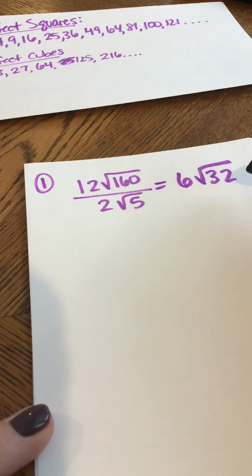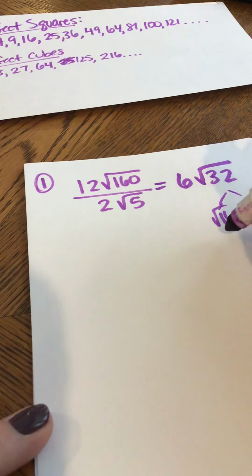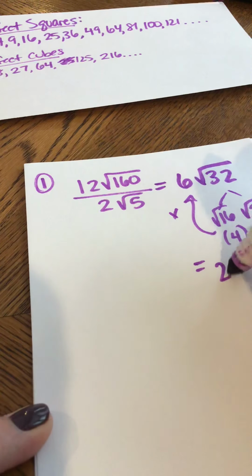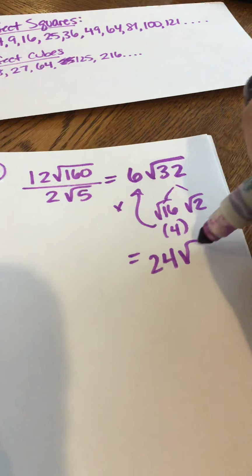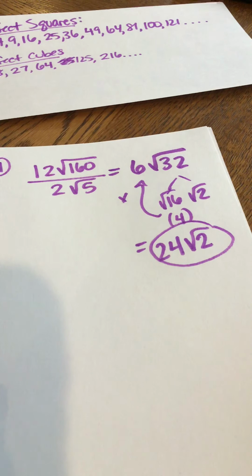Then we always need to check, can you reduce your answer? So remember, we can rewrite this as the square root of 16 times the square root of 2. Remember, this is 4. If you have a number outside, you multiply, so this ends up being 24 radical 2. So that's the first example off of your note packet.